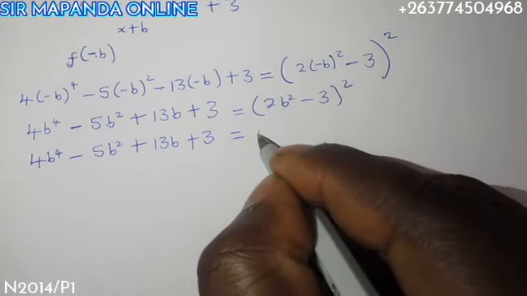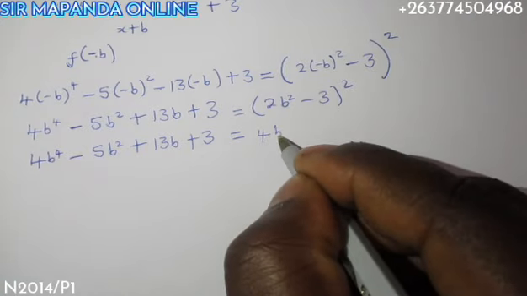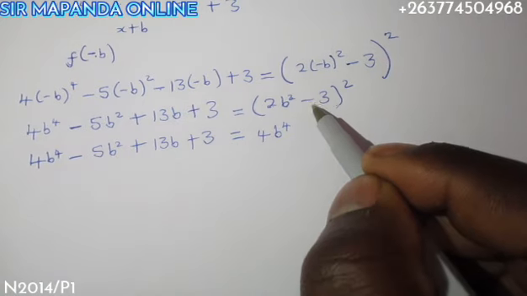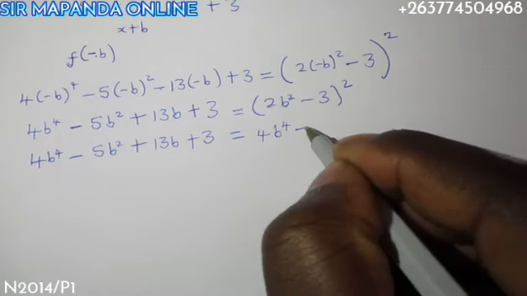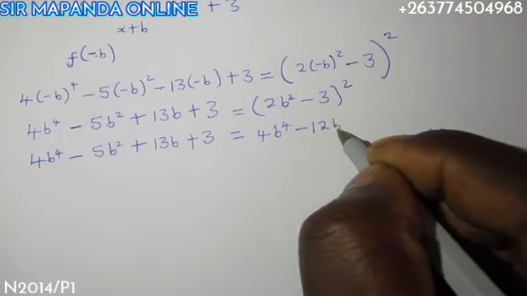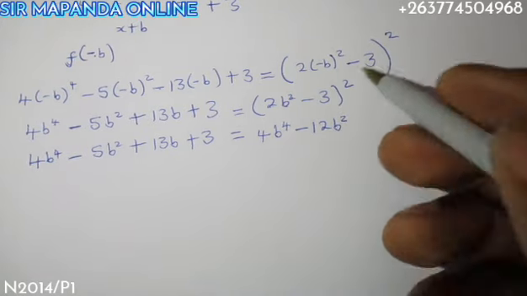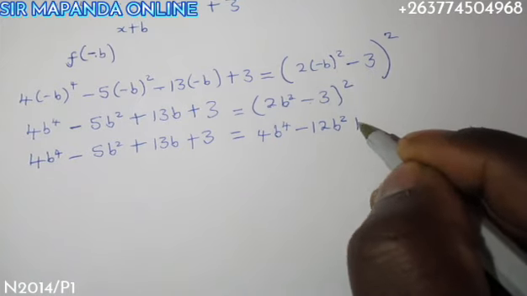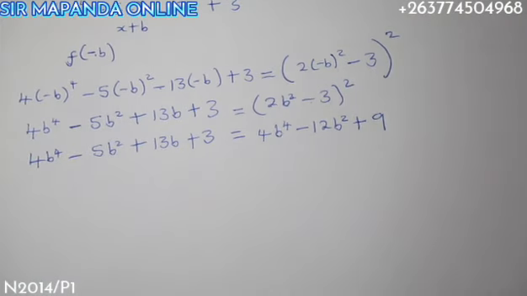So 2 squared gives you 4, b squared gives you b⁴. The middle term, you say 2b² times −3 times 2, you get −12b² as your middle term. Then the last term, you raise −3 with power 2, it gives you plus 9. I hope you are following, class.